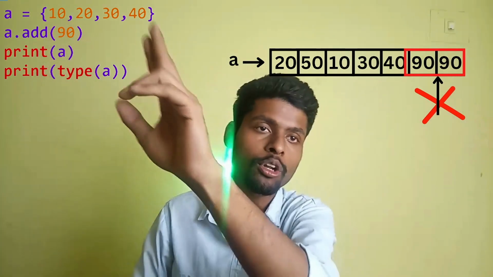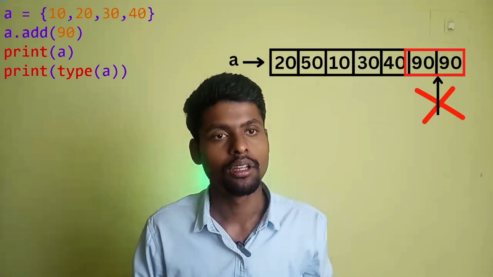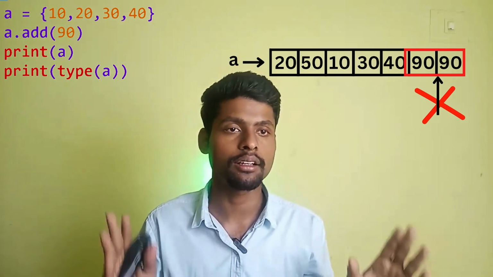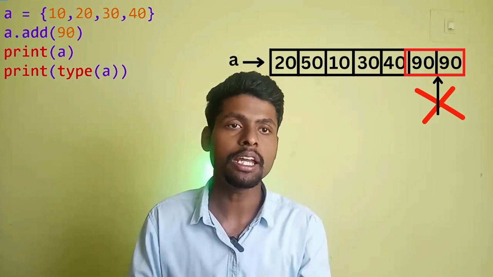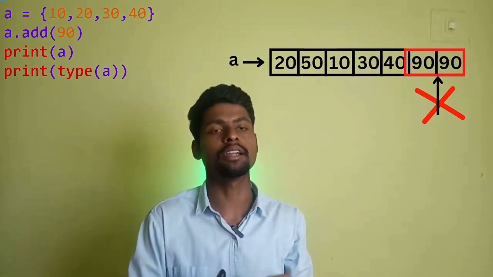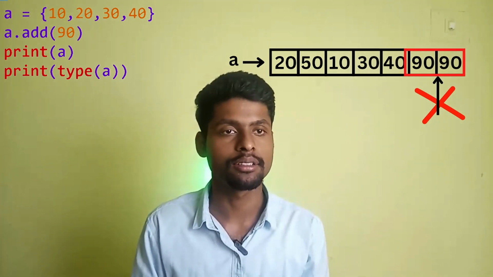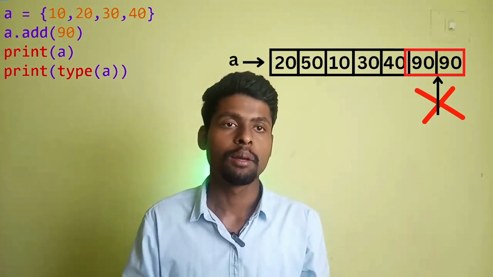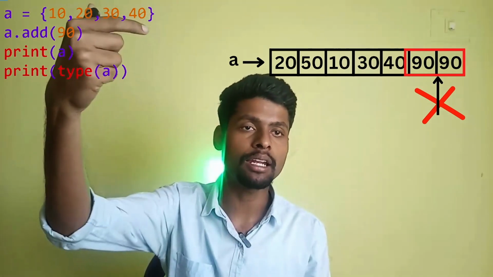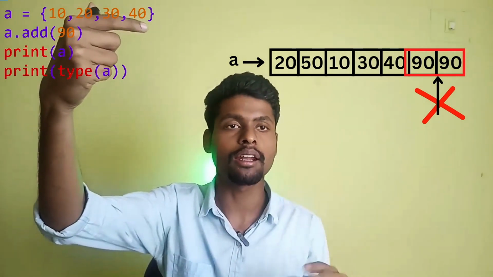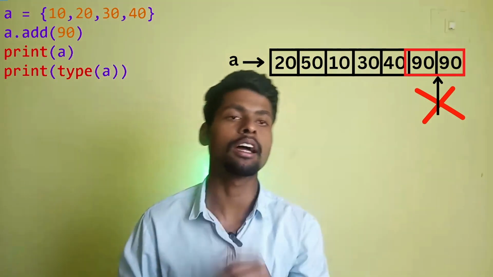Now what I'm going to do is give a duplicate value. When I give a duplicate value, just a minute, there is a lag. Yeah, it's fine. When I give a duplicate value within my set, my Python interpreter will not return me an error. Rather, it will not print the duplicate value.